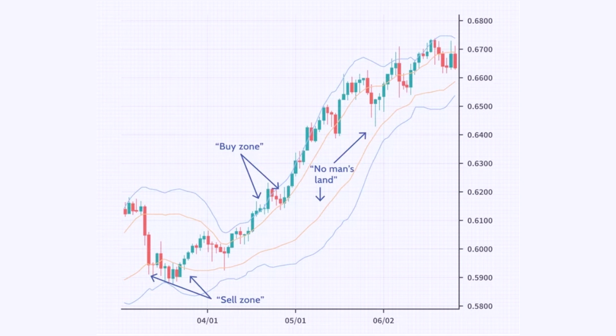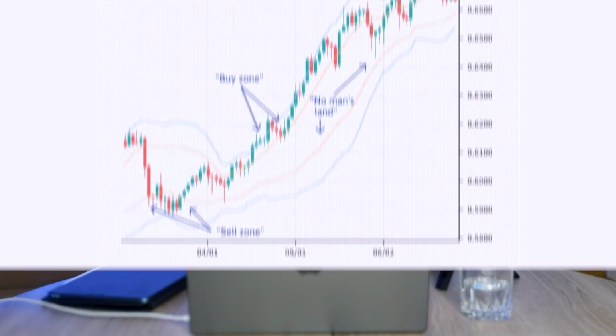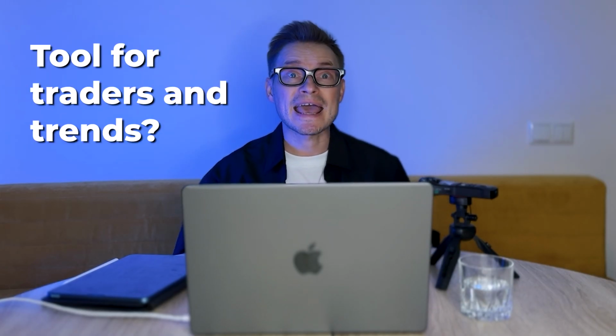In the above chart we can see when the price is held between the upper Bollinger Bands. We can therefore define this channel as a buy zone. On the other hand, if the price is within the lower Bollinger Bands, this means a sell zone. Finally, if the price is between the bands, it's effectively neutral, and we can say that this is uncharted territory, no man's land. A tool for traders and trends.